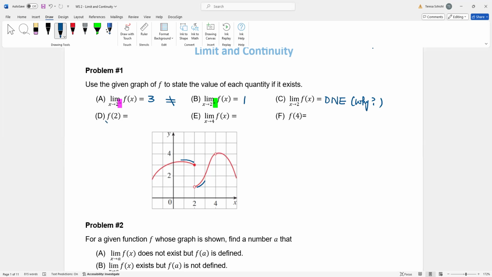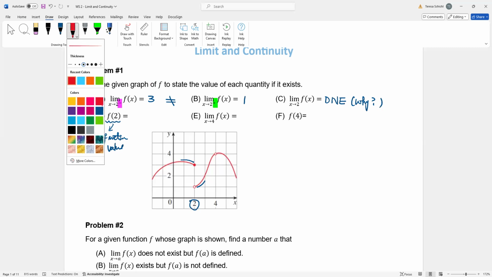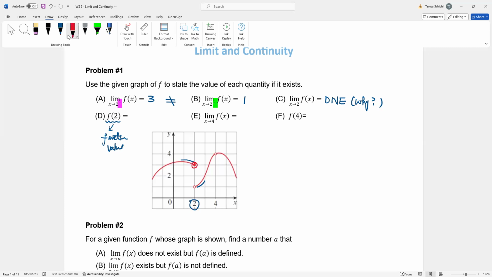f of 2, what does f of 2 mean? This is the function value. So when x equals 2, what is the function value? Remember, the function value is the solid dot here. So what is the value here? f of 2 is 3.